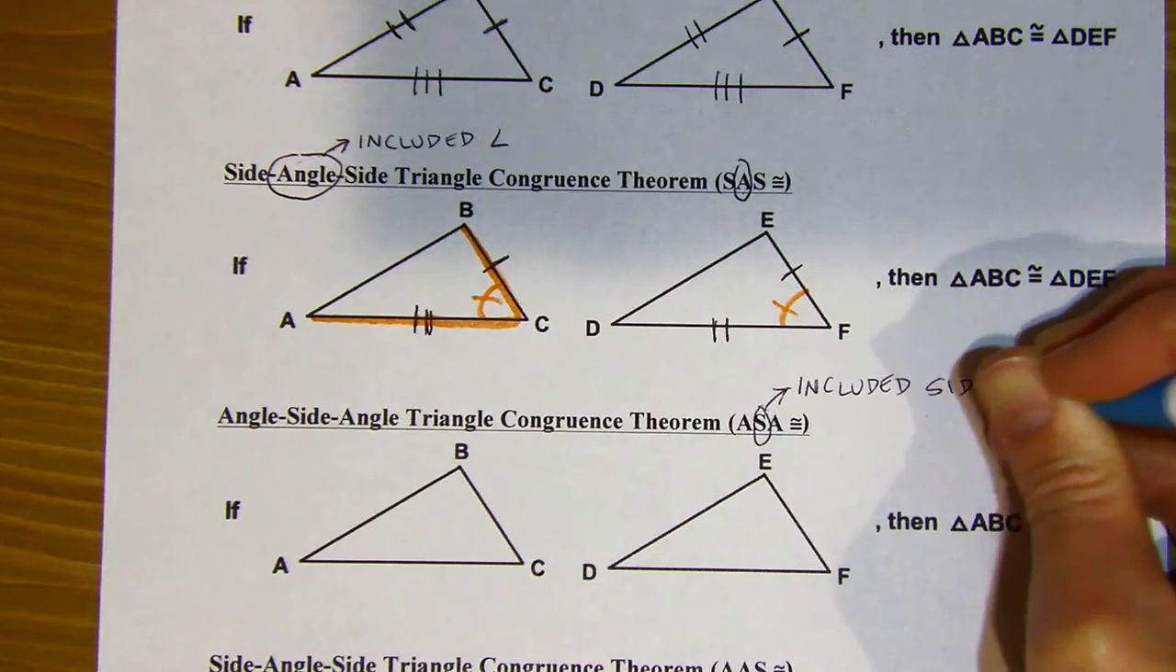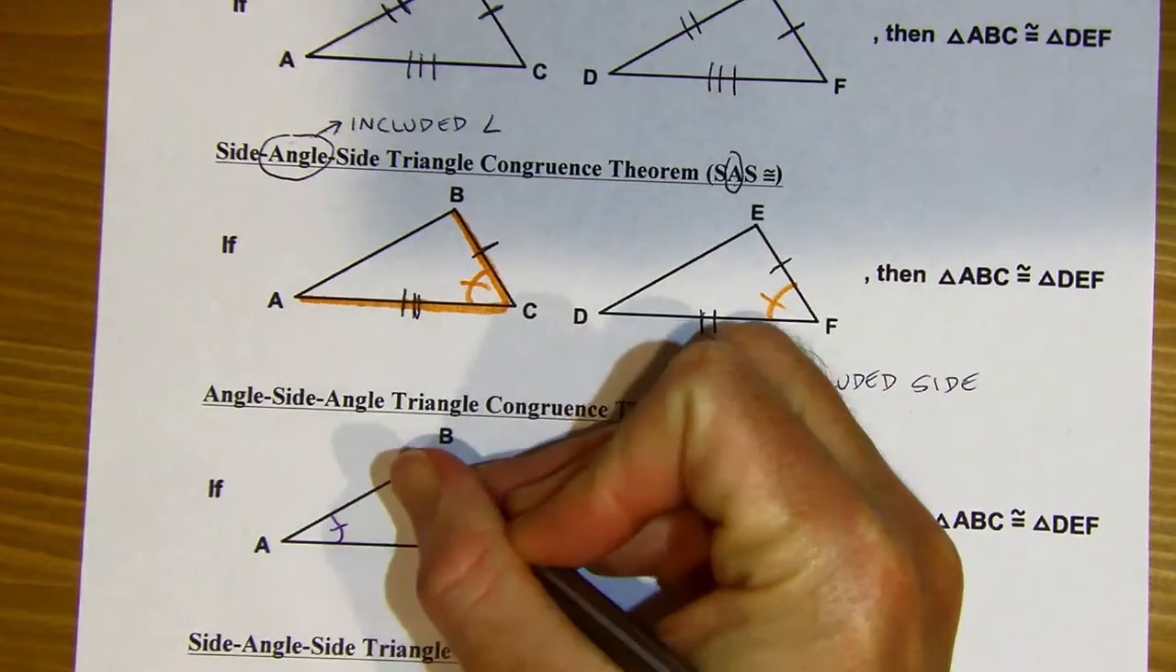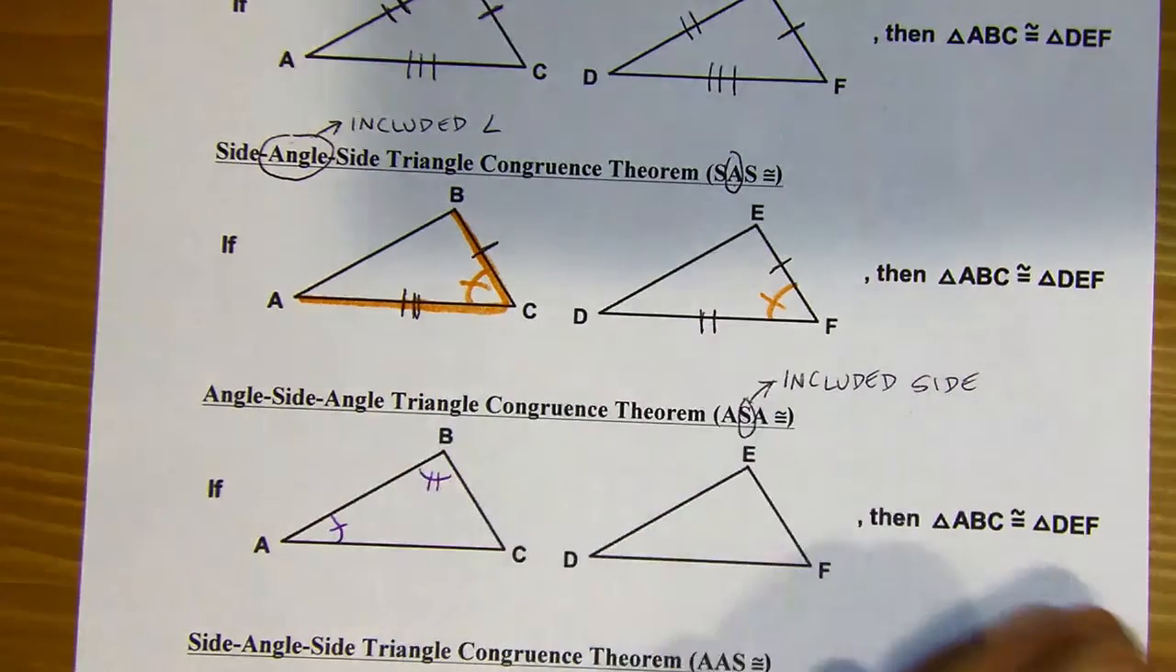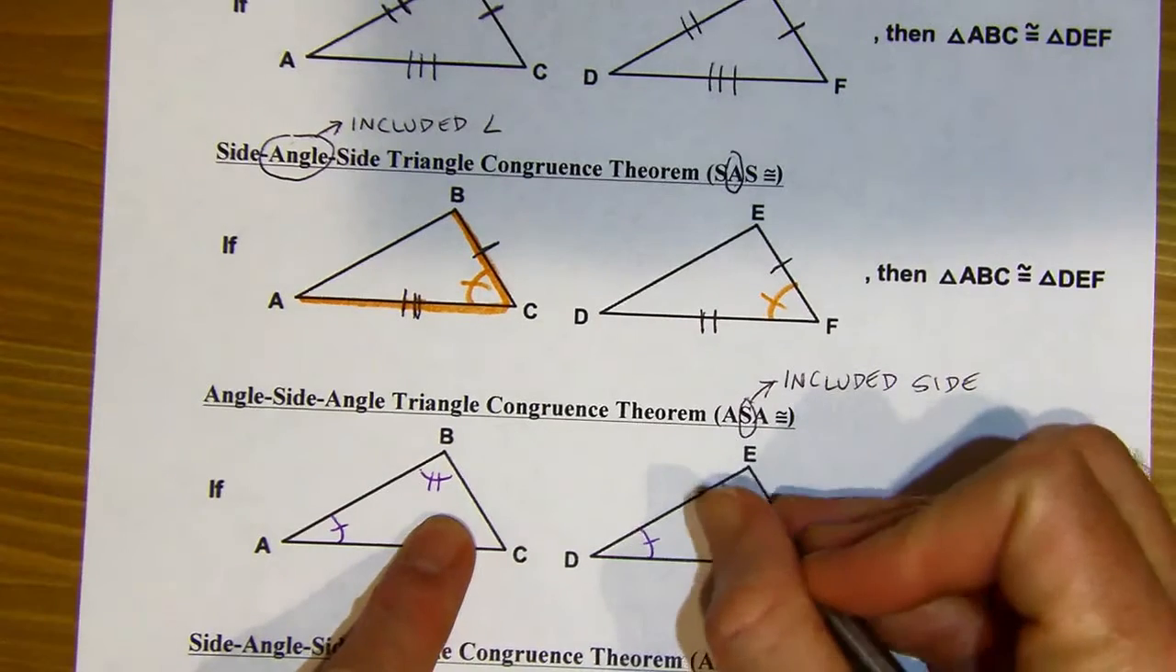Okay, so this time we're going to have two angles. Pick any two angles you want. It doesn't matter. So let's see. I'll go with this one and this one this time. Okay, and they're going to have matching parts. And I'll have that one match up with that one.